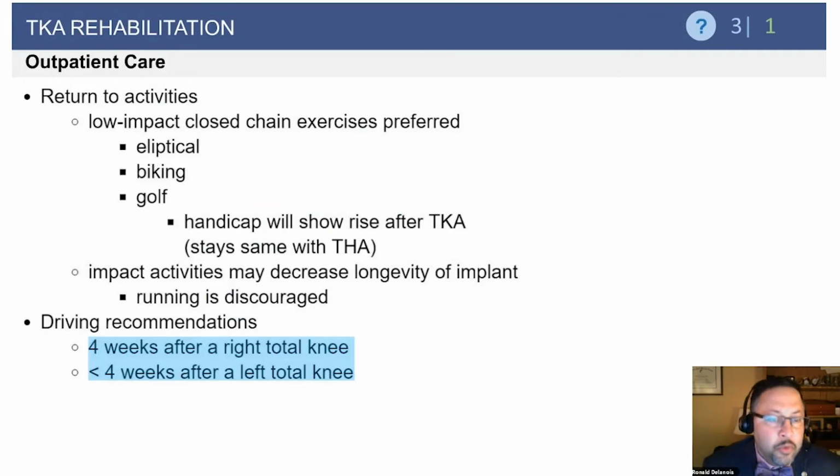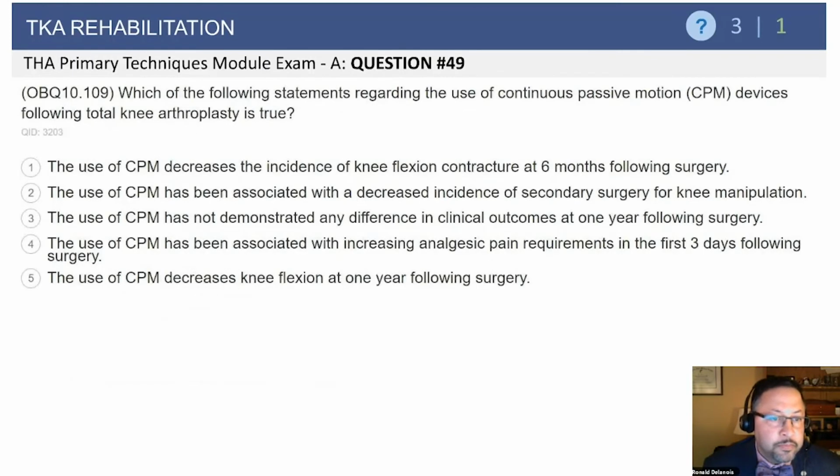In this slide, what's really important here is the emphasis of driving recommendations. An article out of Baltimore by one of our surgeons states that when you're looking at the rate of return of muscle contraction, the patient returns back to normal speed at about 4 weeks. So for a person with a right total knee, 4 weeks is a recommendation. For a patient who is undergoing a left total knee arthroplasty, it's less than 4 weeks.